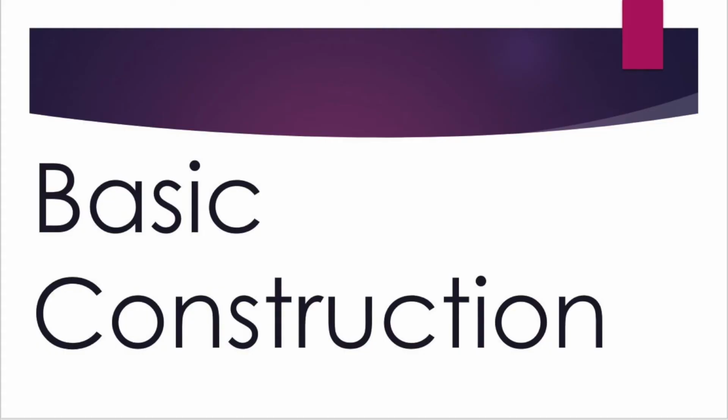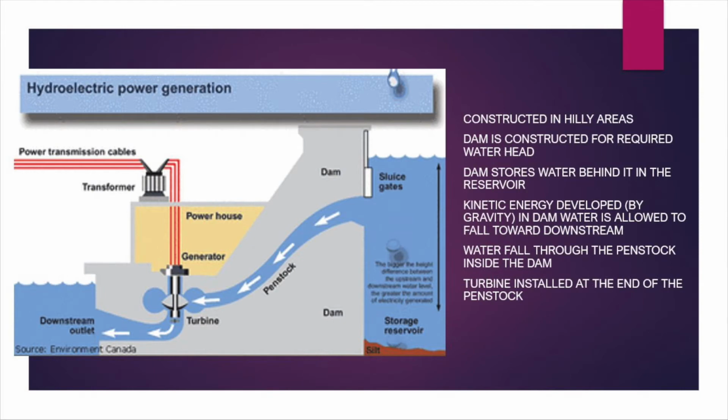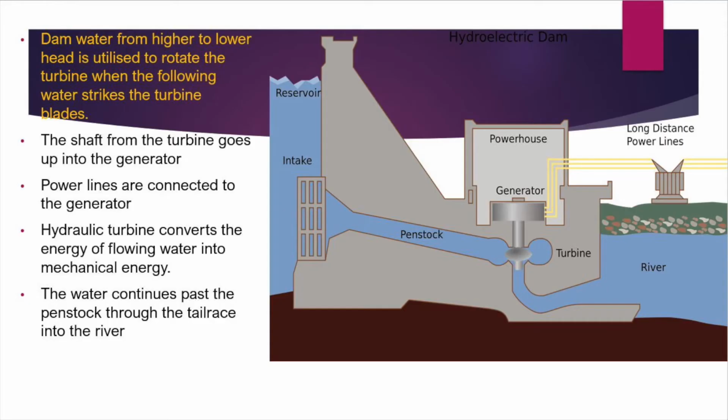For basic construction, there are 5 major parts, including dam and reservoir, control gate, penstock, water turbine and generator. Dam is normally constructed in hilly areas for sufficient water storage at height. A large water reservoir formed behind it. Besides, control gate will control the amount of water allowed to flow from reservoir through the penstock to rotate the turbine at the end of the penstock.